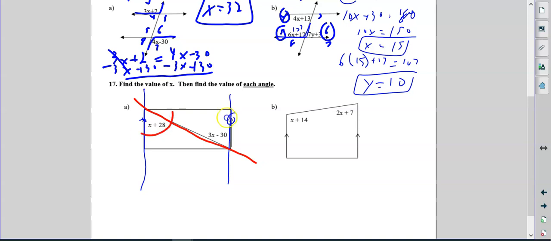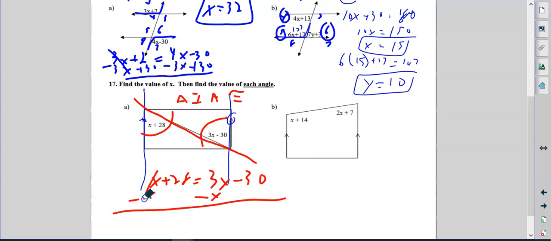This angle here and this angle here are both in between the blue lines, aren't they? They're also on opposite or alternate sides of the transversal, which means these two angles are alternate interior angles, which we know to be congruent. So I'm just going to say x plus 28 equals 3x minus 30. Again, I'm going to show my work.